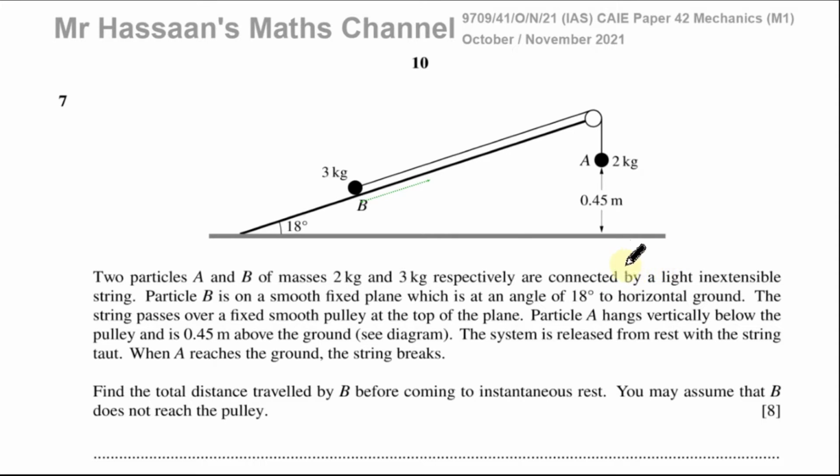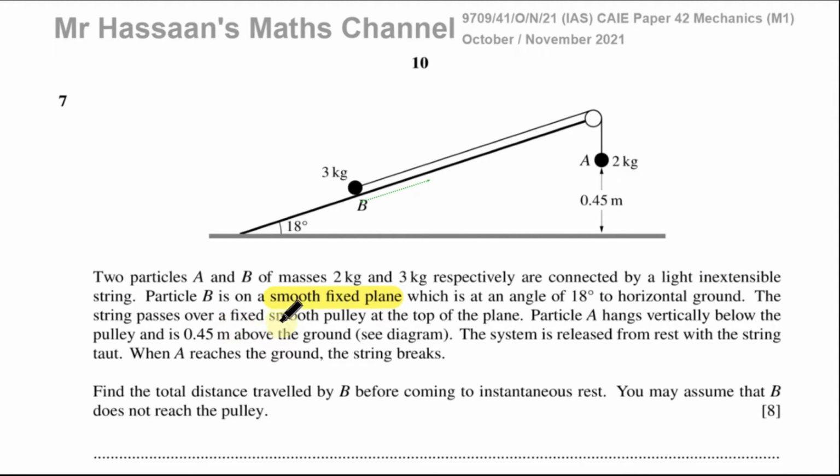So it says, again, two particles A and B, masses 2 and 3 kilograms respectively, are connected by a light inextensible string. Particle B is on a smooth fixed plane inclined at an angle of 18 degrees to the horizontal. So there's no friction, we don't have to consider friction. In terms of energy methods, that's going to cause a slight change of approach in our working. And this is inclined at 10 degrees to the horizontal ground.